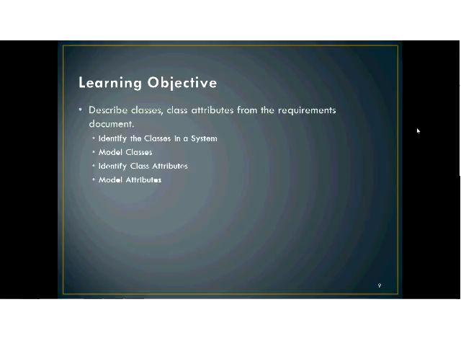Our next learning objective wants us to be able to look at a requirements document and find the different classes and class attributes that could apply to this document. We need to be able to identify the different classes involved just by looking at the requirements. We can also use UML to help us model these different classes. Each class will have a unique set of attributes that we can find in the requirements document.